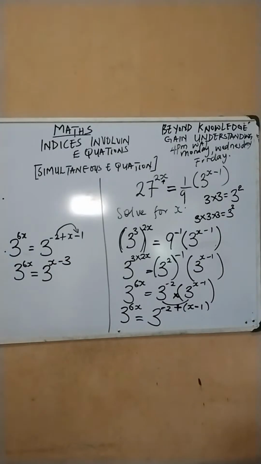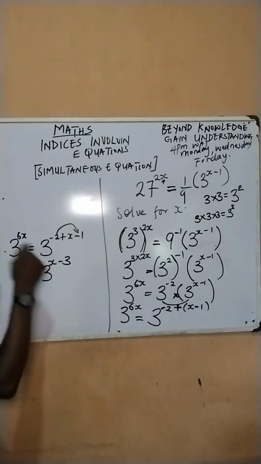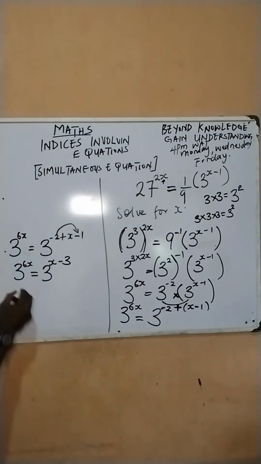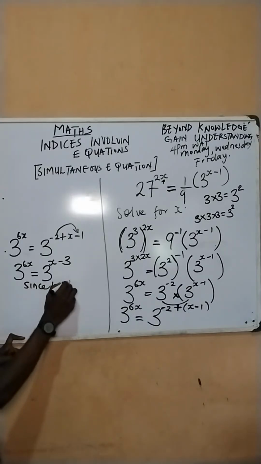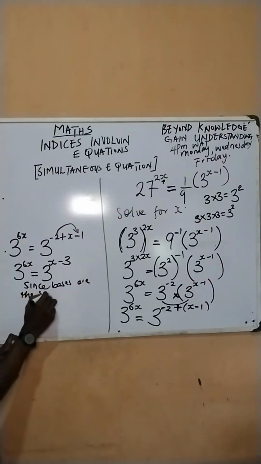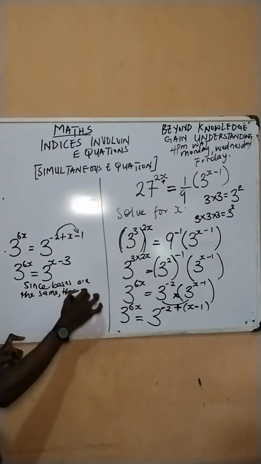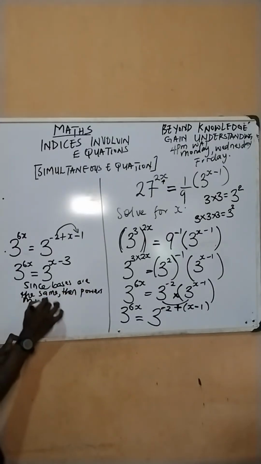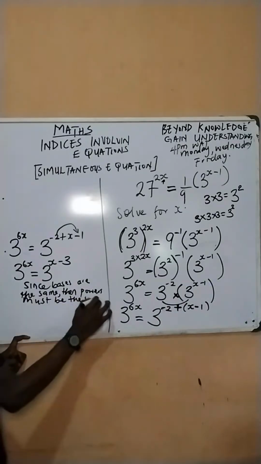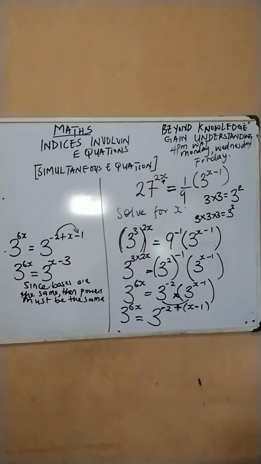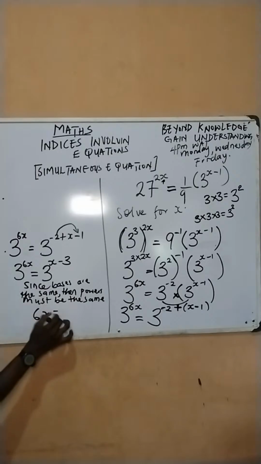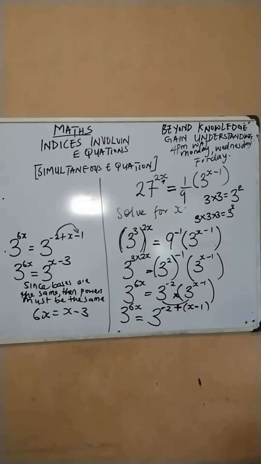And so what is the next step to do here? The next step we can do, according to the laws of indices, is that if the bases are the same, then it simply means that the powers must be the same. So since the bases are the same, then powers must be the same. If that is the case, we leave the base and start working on the power now. So simply put, we're going to have 6x, which is all for this left hand side, equals x minus 3. This is what I'm going to have.